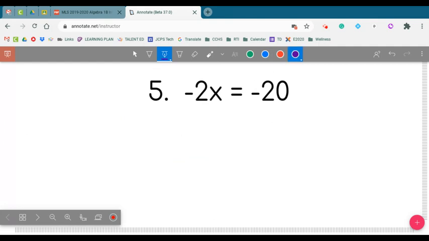Okay, next one. Negative 2x equals negative 20. So I have to think, what is holding negative 2 and x together? That would be negative 2. So I'm going to have to divide both those since it's being held together by multiplication.